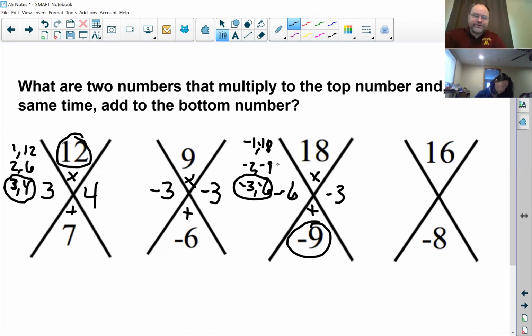All right, last one. Two numbers that multiply to +16 and add to -8. And pretty soon I'll quit writing the multiplication symbol and the addition symbol in the X's. And -4 and -4 are correct. Excellent. So we're going to actually extend this idea now with polynomials.